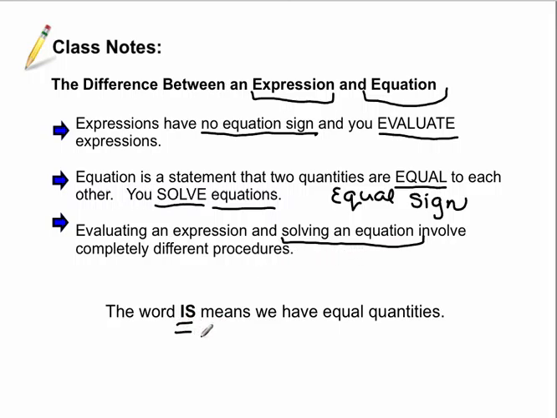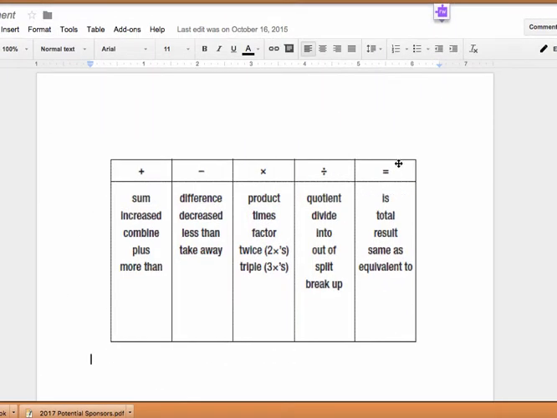The word "is" always means equal. We did talk about equal a little bit here in our words: is, total, result, same as, equivalent to. Different tenses of is, was, will be, those all mean equal in math.